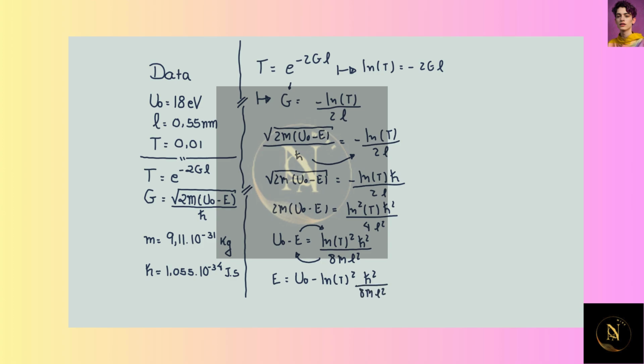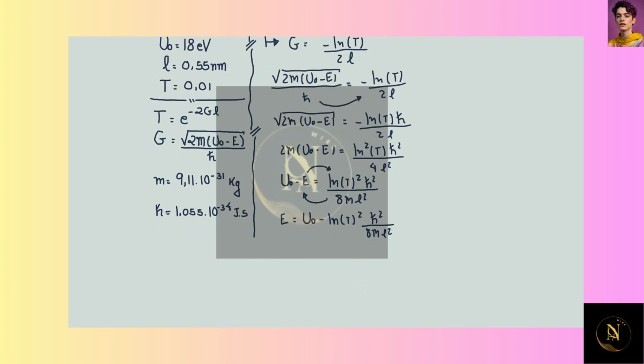Now, all we have to do is plug in the values that were given in the problem and evaluate the final answer. By doing that, we get the following. E is equal to U0, which is 18 electron volts. In order to convert from electron volts to joules, we would have to multiply it by the electron charge, but electron volts is fine for this question.